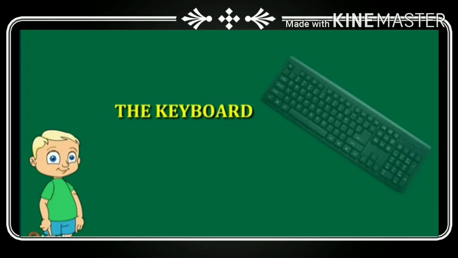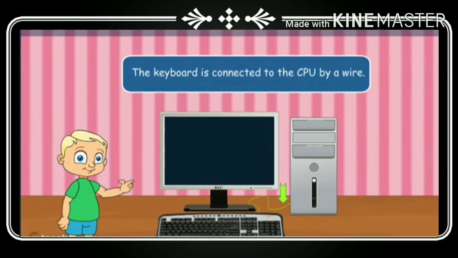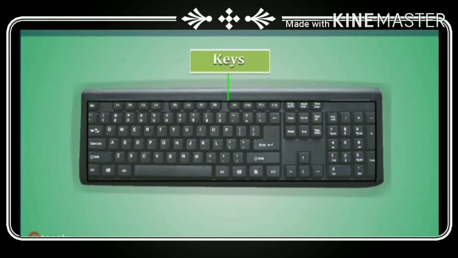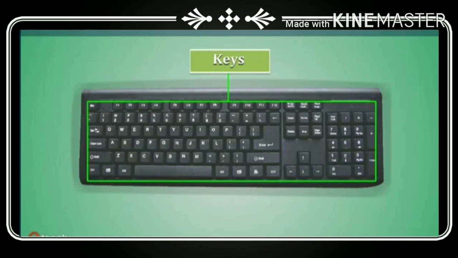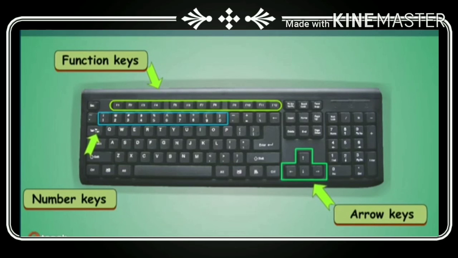The keyboard. Learning about the keyboard and its keys. Before you start using the computer, you must know a few things about the keyboard. The keyboard is connected to the CPU by a wire. The keyboard has many small buttons called keys. These keys are pressed to type alphabets or numbers. You can see different sorts of keys on the keyboard.